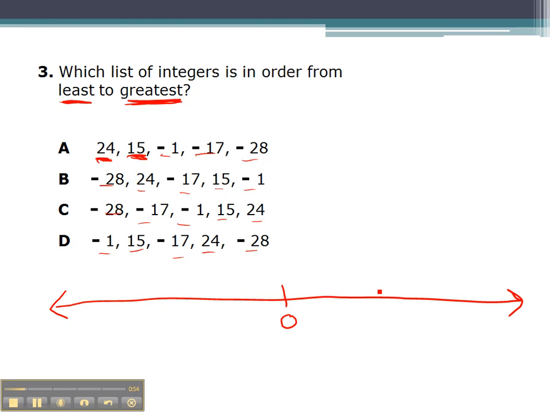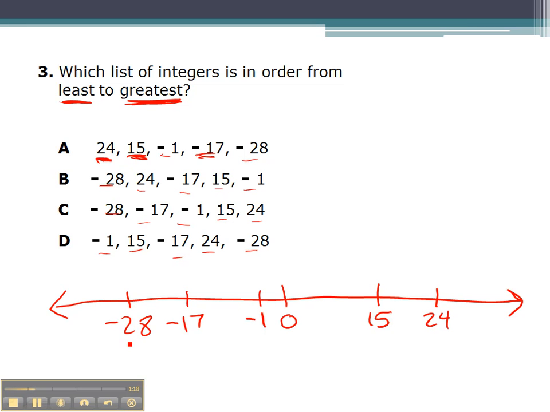It doesn't have to be to scale, just as long as they're in the right order. I'm going to put positive 15 there and positive 24 there. We know that all of our numbers on a number line increase as you go to the right. Then just to the left of 0 would be negative 1, and to the left of that would be negative 17, and then left of that would be negative 28.